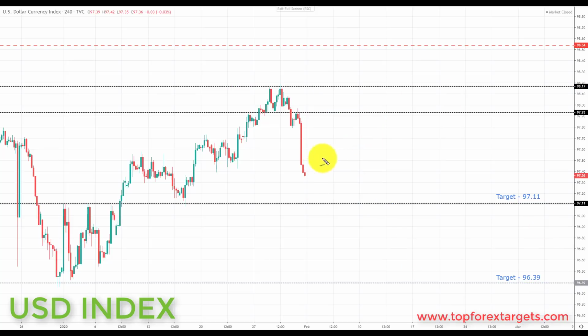Now, despite the fact we are looking for a pullback and further declines down towards the 97.11, we also have to understand that technically speaking, between the 98.17 and the 97.11, we are in a range in this area. So our technical overview on the dollar index is for a pullback and a move down towards the 97.11. This gives us a slightly bearish to neutral view. It's not completely bearish, but it is at the moment, especially if it's just starting to turn, still bearish to neutral.